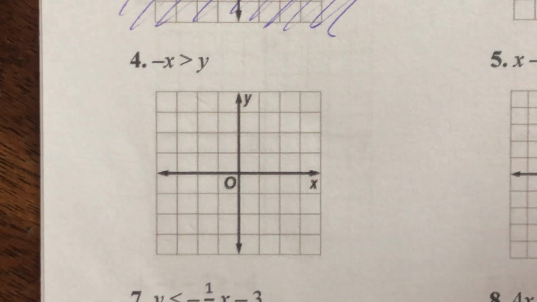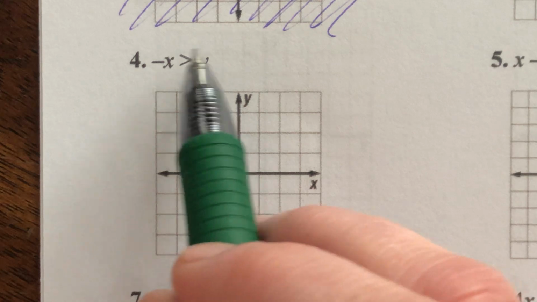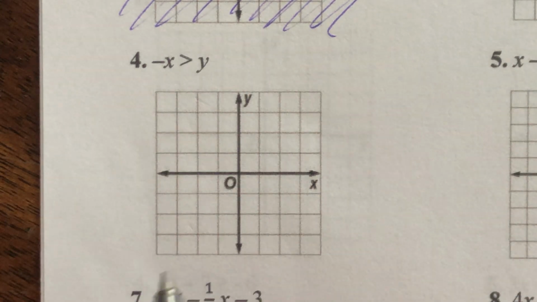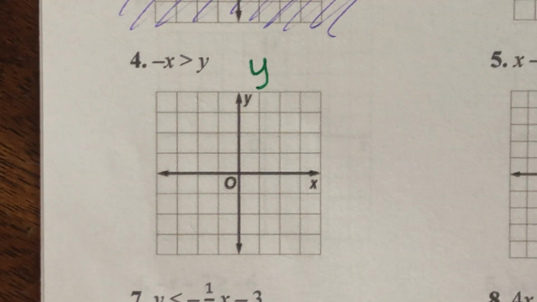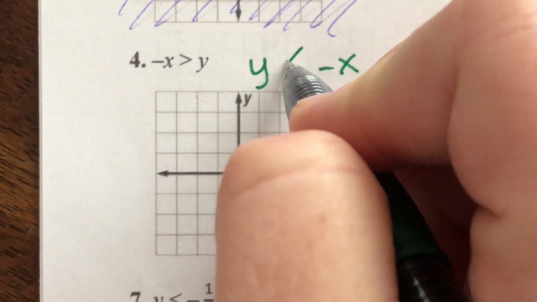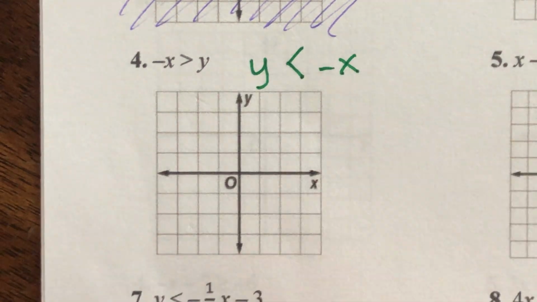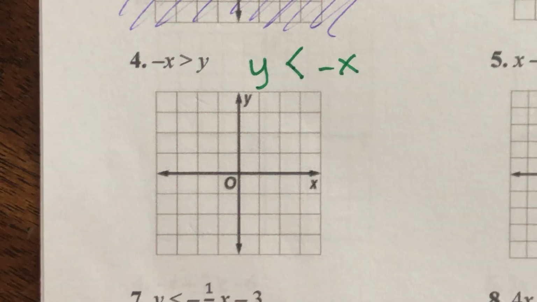-x is greater than y. Okay? Remember, we want the plain variable by itself. That's our graph. That's our shaded part. So I'm going to rewrite this. Put y first, -x second. The mouth is open towards the -x. Okay? So here's my graph. The shaded part is less than -x. It's not equal to -x, it's less than -x.